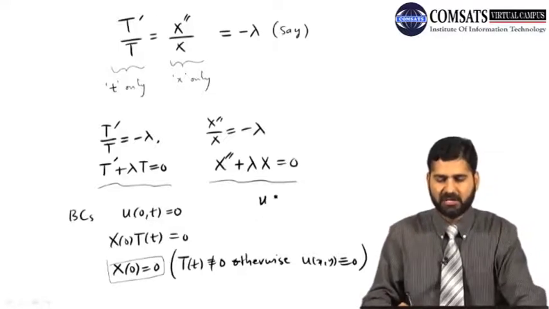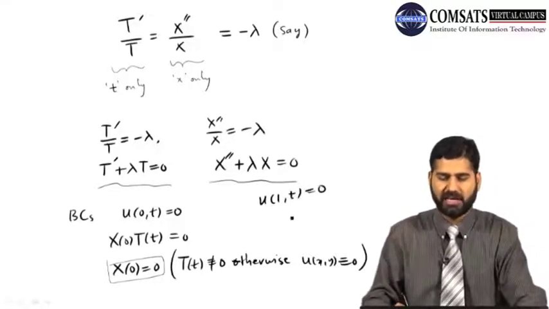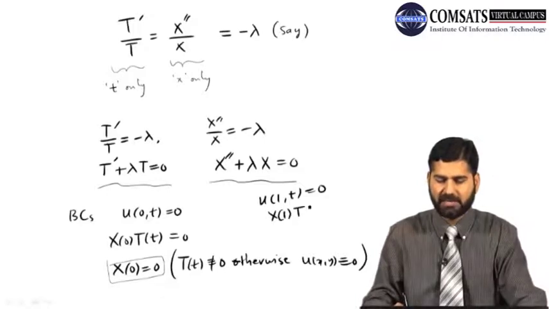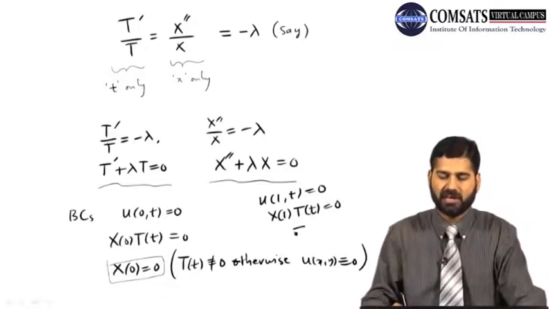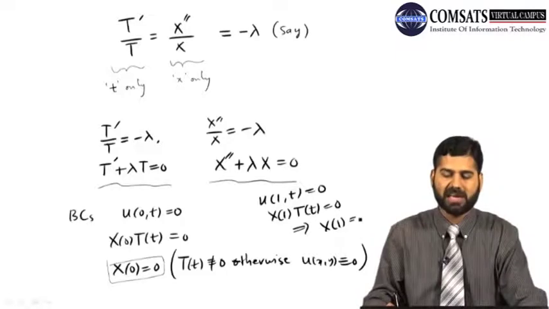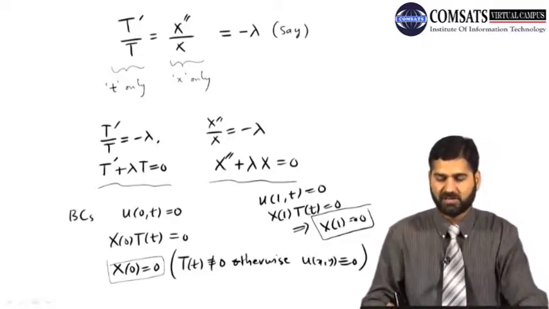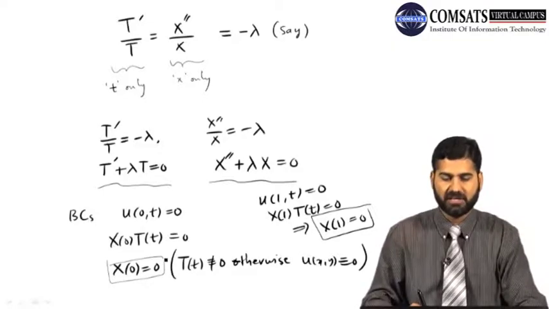What is the second one? That u(1,t) is equal to 0. Again, it is X(1) and capital T(t) is equal to 0. So this will again imply that X(1) can be equal to 0, but T(t) at all values of t cannot be equal to 0. So these are the two conditions along with it.